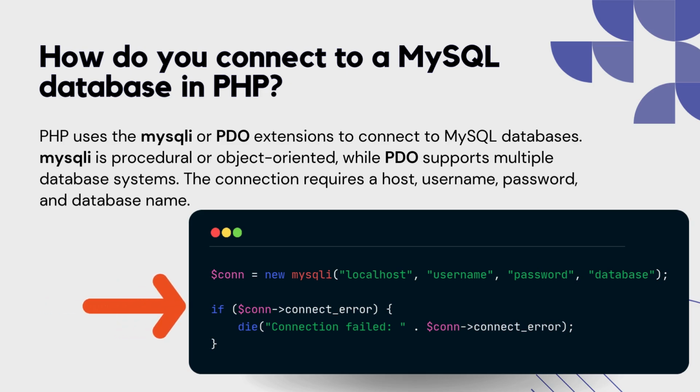In this example, a connection to a MySQL database is established using MySQLi. If the connection fails, the script outputs an error message and stops execution.